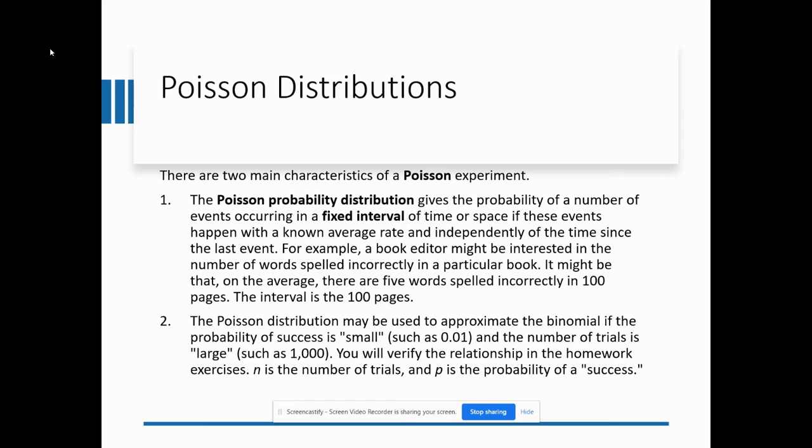The Poisson's distribution may be used to approximate the binomial if the probability of success is small, such as 0.01, and the number of trials is large, such as 1,000. You will verify the relationship in the homework assignments, and I'm not going to trick you on these homework assignments or even the test. You're going to have time. It's going to be talking about time, and then you have to look and see what's going on in that time. So N is the number of trials, and P is the probability of success.